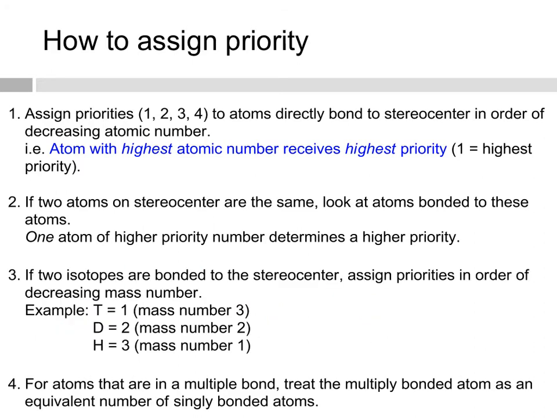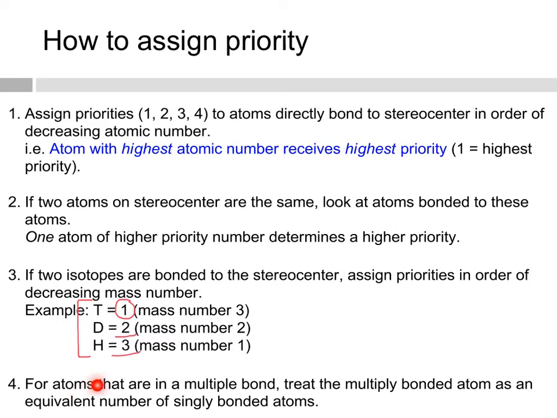So far we've assigned priority based on atomic number. However, isotopes have the same atomic number. So now we're going to look at the mass number, and we assign priority in order of decreasing mass number. So if we consider the 3 isotopes of hydrogen, we've got hydrogen, which has a mass number of 1, deuterium has a mass number of 2, tritium has a mass number of 3. That means that since tritium has the highest mass number, we're going to assign tritium a priority of 1, followed by deuterium and hydrogen.